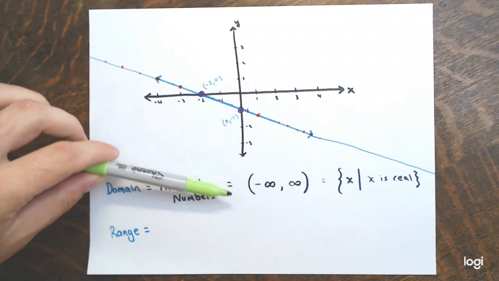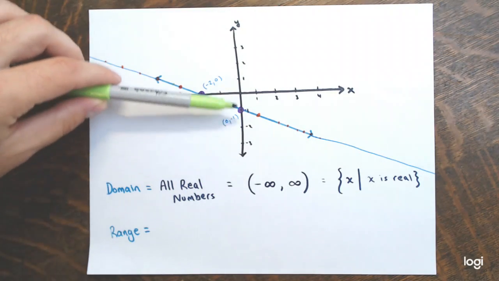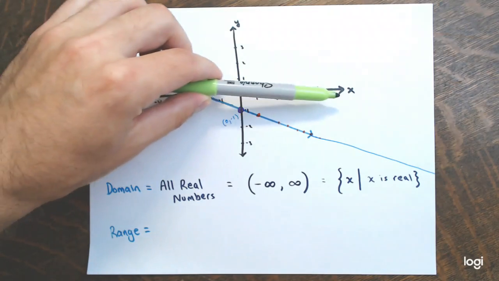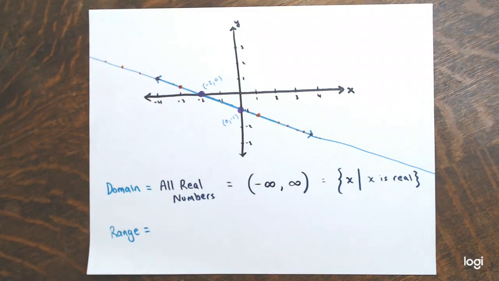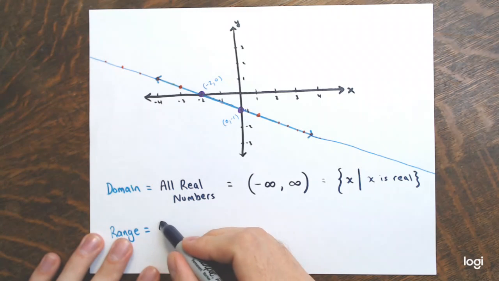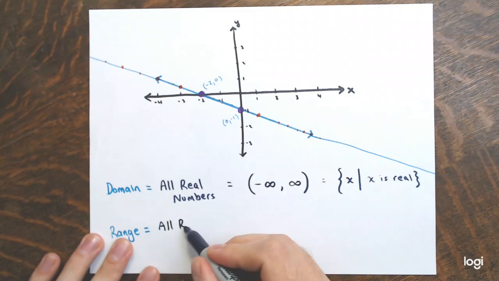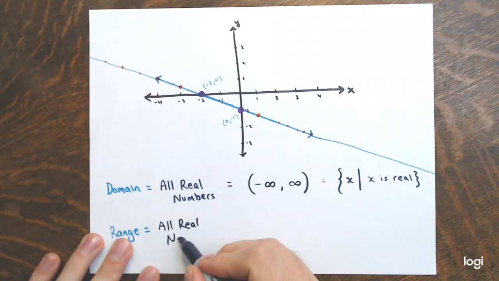So it looks to me again like every real number. Remember, the y-axis, just like the x-axis, represents all real numbers. So again, for this graph, this relation, the range is all real numbers.